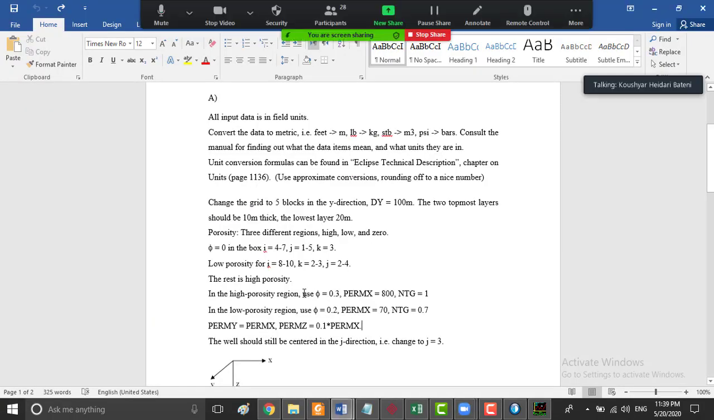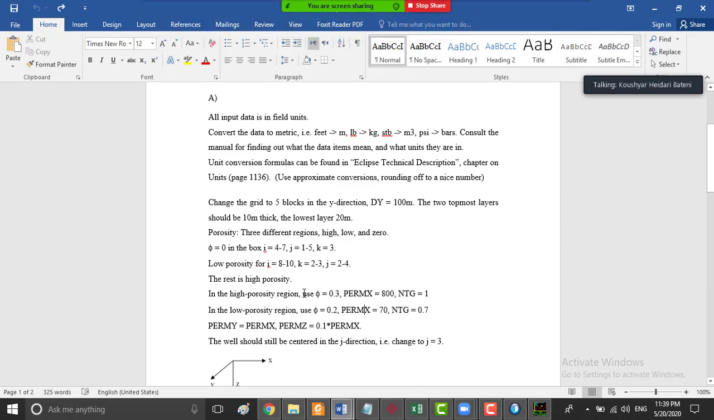Now, here you see that in the high porosity region, this is what happens. The low porosity region, this is what happens. Now, this affects every part of the code that we're going to write, especially in the grid section. Okay, now can we go to the data file?